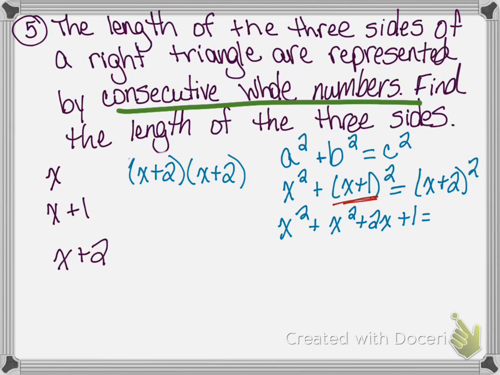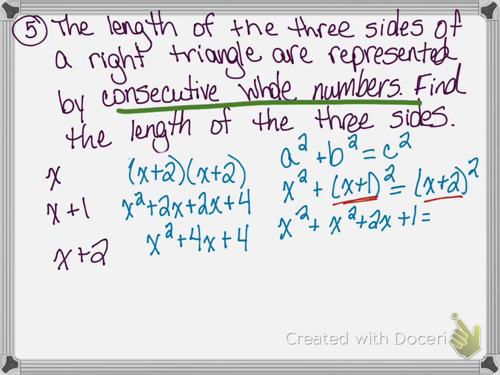Okay? x plus 2 times x plus 2. So x times x is x squared. x times 2 is 2x. 2 times x is 2x. 2 times 2 is 4. Okay? x squared plus 4x plus 4. And that's going to go right here. Okay? So I have x squared plus 4x plus 4.